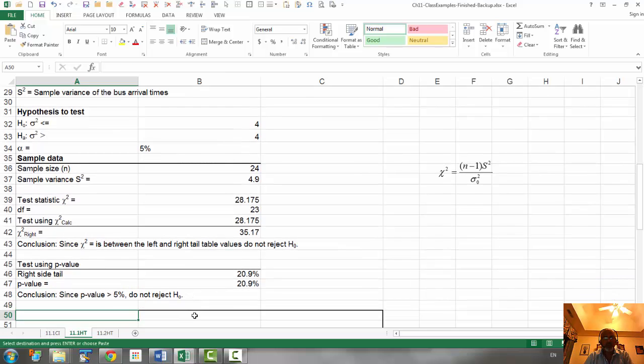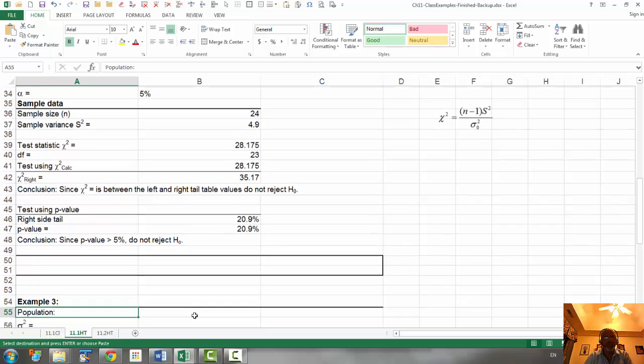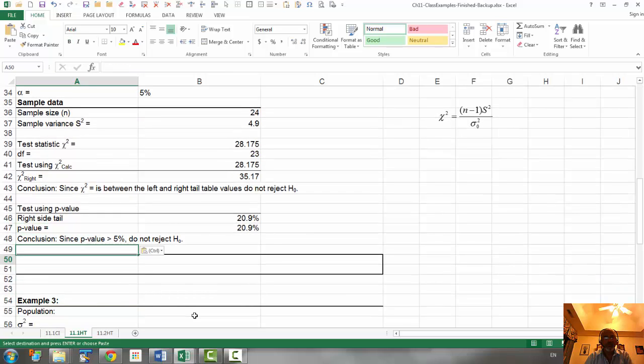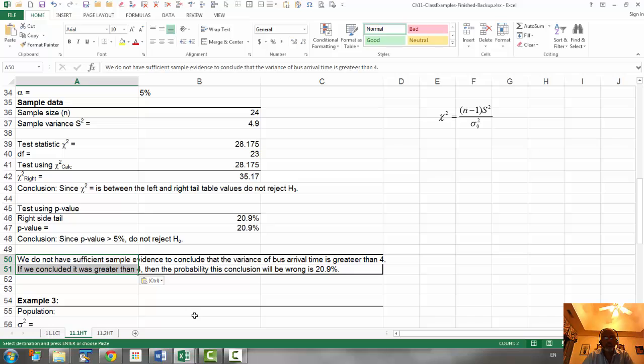And now we need to do an interpretation. We do not have sufficient evidence to conclude that the variance is greater than 4. And if we did conclude it was greater than 4, the probability of type 1 error will be 20.9%. So there is the interpretation.